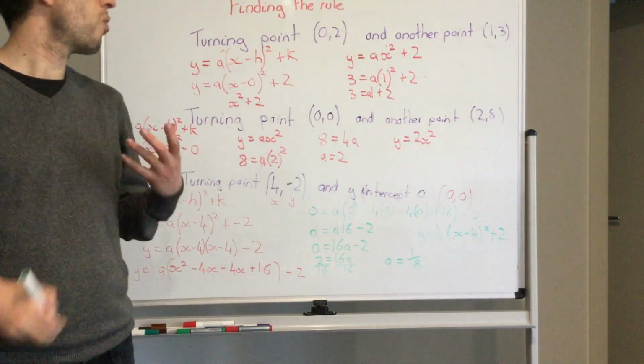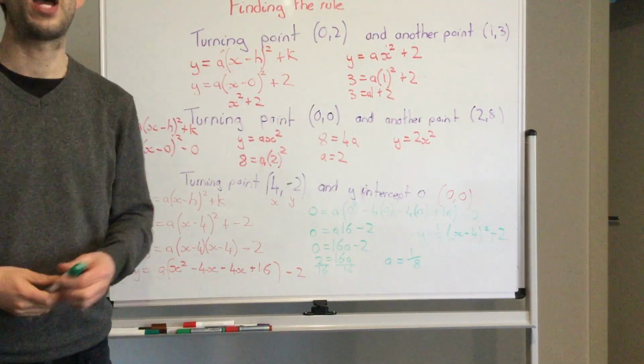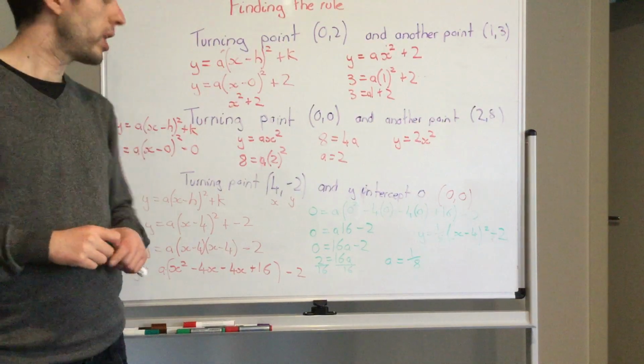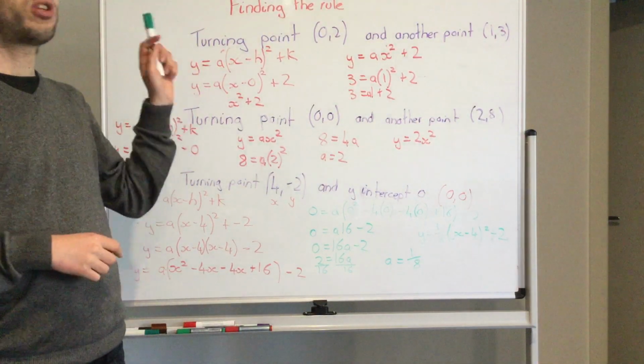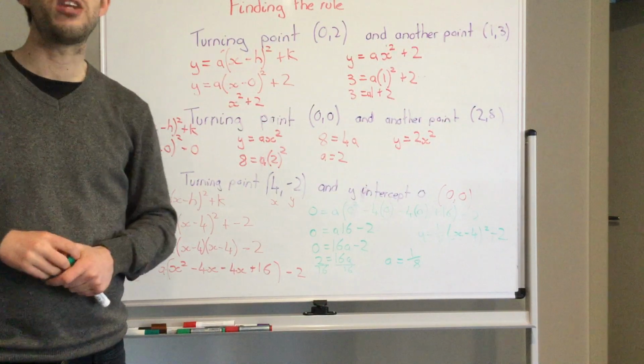So that is how we can find the rule for a parabola. Really hope that helps you understand how to make the rule based on the turning point and using another point.